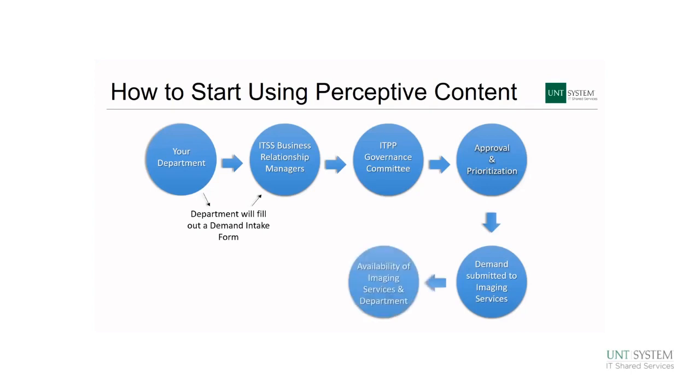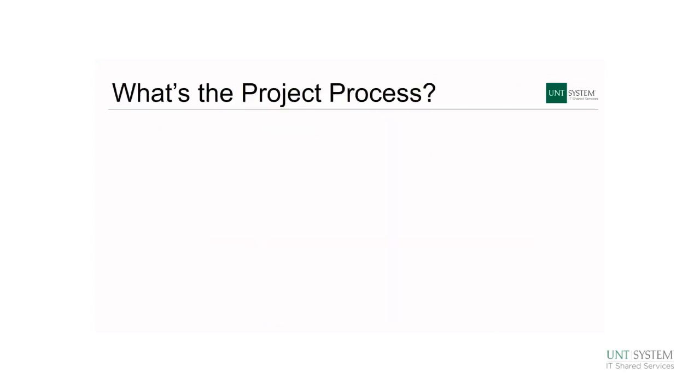Imaging Services will then provide an estimate for when the project will likely be able to start. This is based on the availability of Imaging Services in the department, the scale of the project request, and the priority the project is given. When we reach the estimated start time, Imaging Services will likely be able to start the project process with your department. Let's talk about our project process.